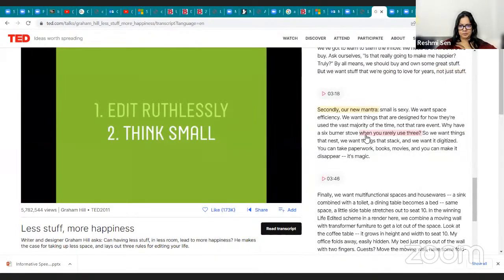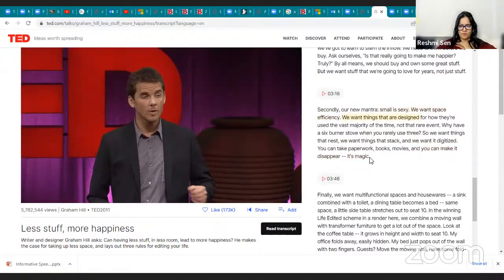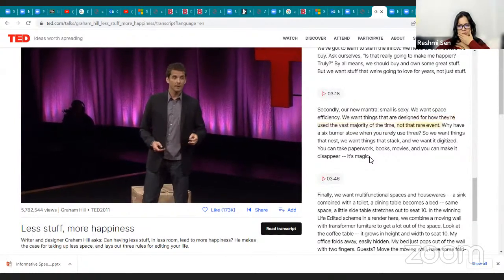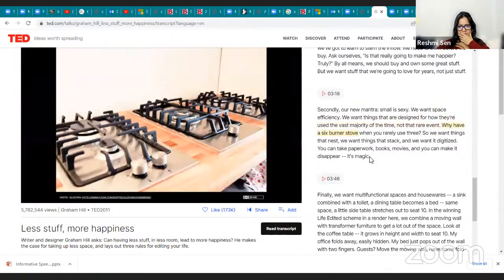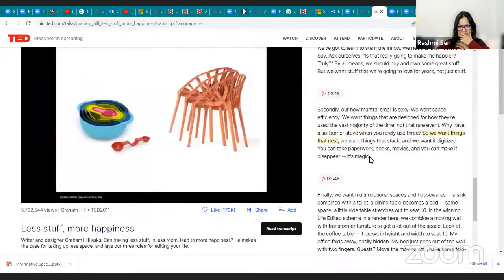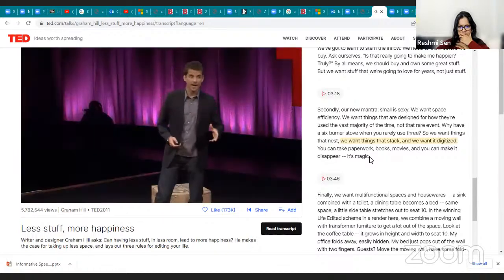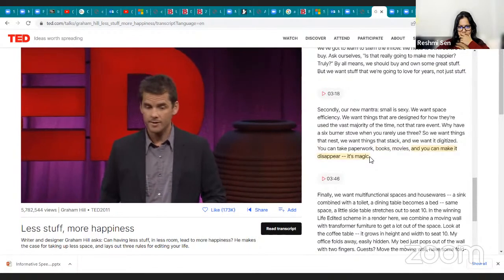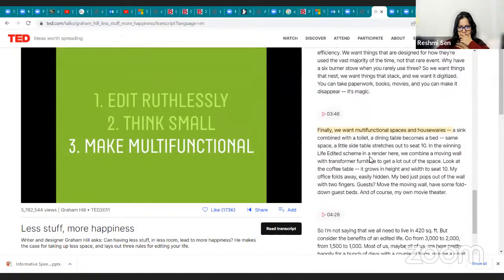Secondly, our new mantra, small is sexy. We want space efficiency. We want things that are designed for how they're used the vast majority of the time, not that rare event. Why have a 6-burner stove when you rarely use 3? So we want things that nest. We want things that stack. We want to digitize. You can take paperwork, books, movies, and you can make it disappear. It's magic.